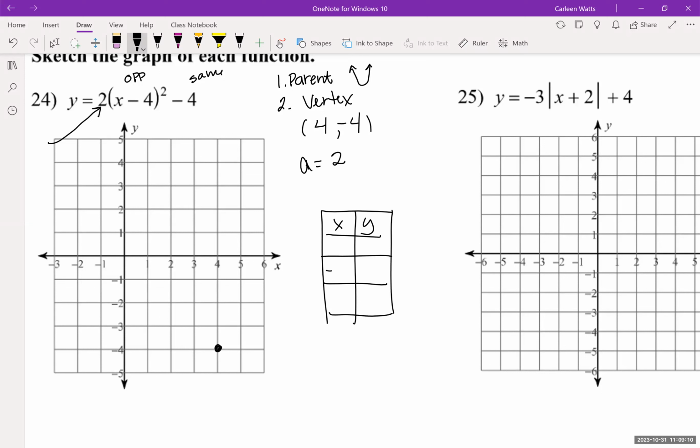Okay, let's put the vertex into our table because we don't want to get into a bad habit. Okay, the x values, one to the left, one to the right. So if 4 is the middle, what else am I going to put into my table? To the left is 3, to the right is 5.